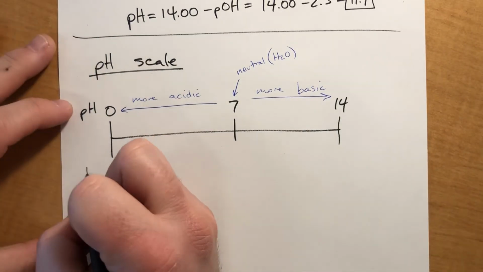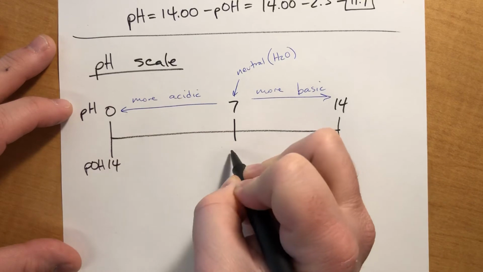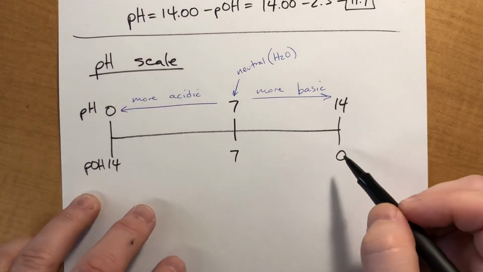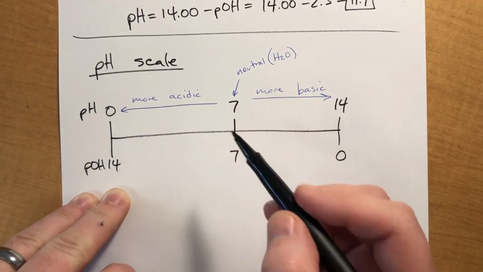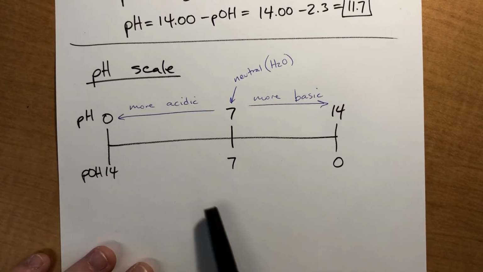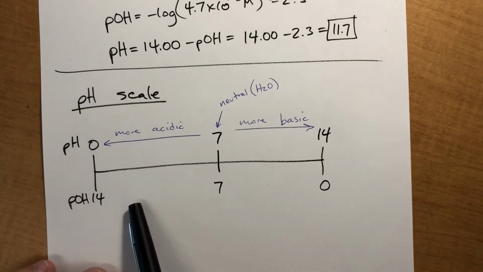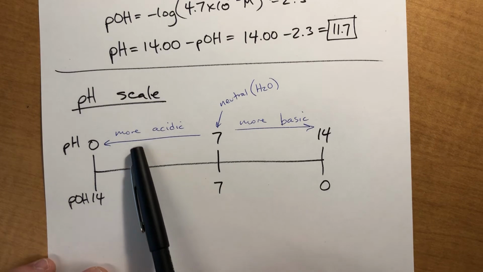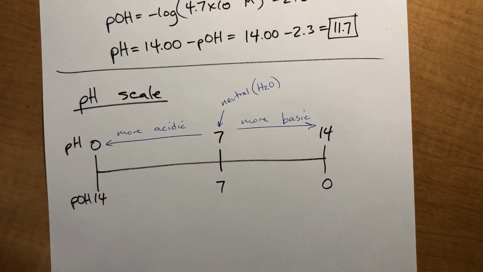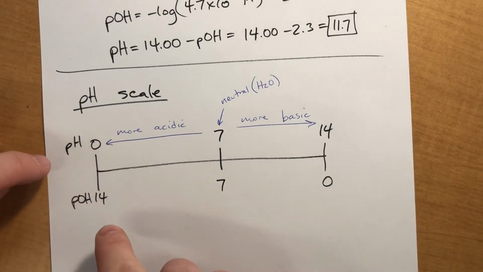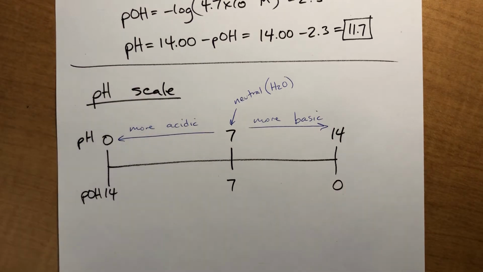There's no reason you couldn't have used pOH. It's just the opposite. 7 is still neutral, but a 0 pH is a really, really strong base, and a 14 pOH is a really, really strong acid. And all you do is, it's always just 14 minus whatever the other number is. So if you have a pH of 2, that's a pOH of 12. If you have a pH of 12, that's a pOH of 2. So you can think of it either way. We as a culture a long time ago decided that pH is the default answer.